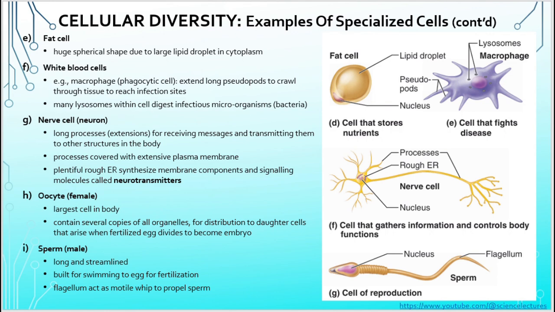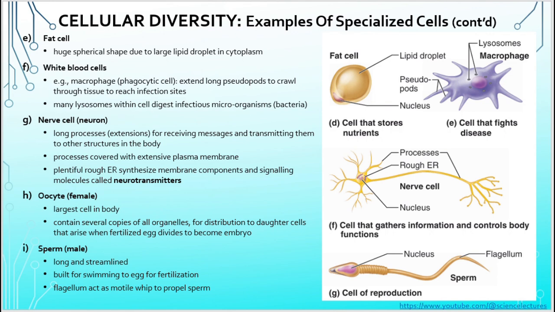The nerve cell, or the neuron, is a cell that gathers information and controls body functions. This cell has long processes, extensions, for receiving messages and transmitting them to other structures in the body. The processes of the nerve cell are covered with an extensive plasma membrane, and a plentiful rough endoplasmic reticulum synthesizes membrane components and the signaling molecules called neurotransmitters.